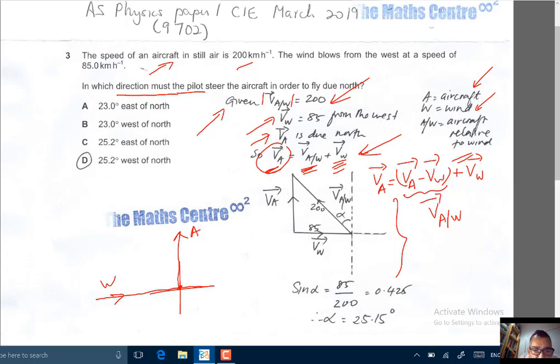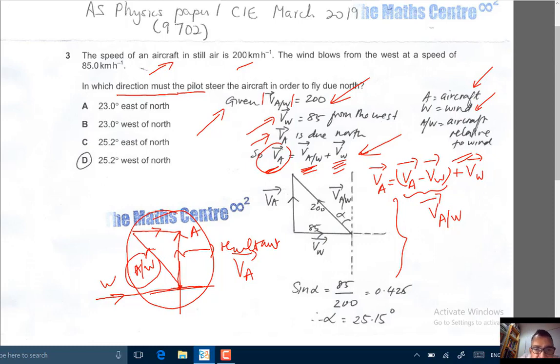So what we can do is set our aircraft in this direction. This will be A/W, and let the wind blow this way, and we end up this way. So we have a triangle of vectors here. This is your resultant, vector VA. Now this is the vector VA/W. This is the direction in which we set our aircraft, so that with help from the wind, this one here being the velocity of the wind, we will end up due north. That's the logic of it.